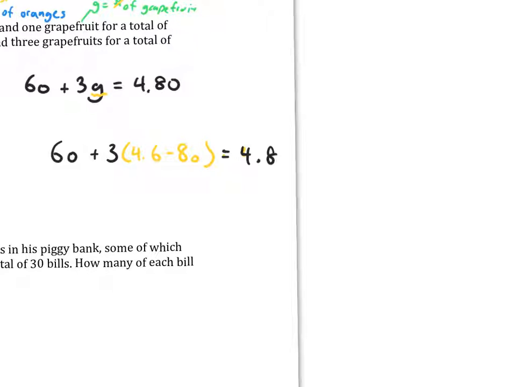I'm going to distribute here, 6o plus 13.8 minus 24o. Again, it might not have been a good idea to use the o because it looks like a 0. Just beware. Now I'm going to combine like terms and subtract the 13.8. It's 9. Of course, I forgot a negative in there, so I do have a negative. And then o is 0.5, or in our final answer will be 50 cents there.